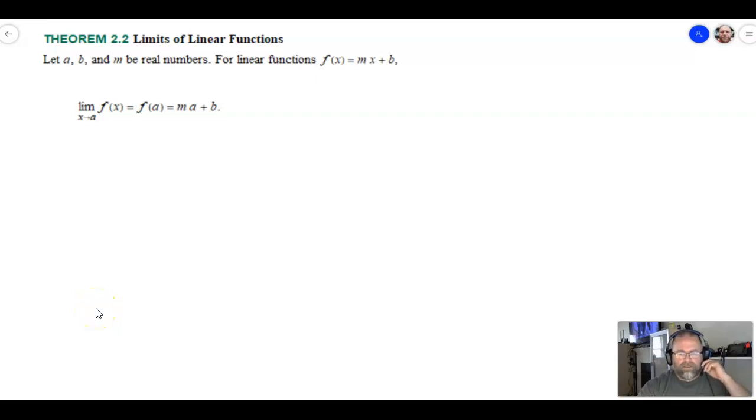Hey everybody, this is Mr. Beckstrom, and today I want to talk about section 2.3. I'm going to do a quick overview, and this is techniques for computing limits.